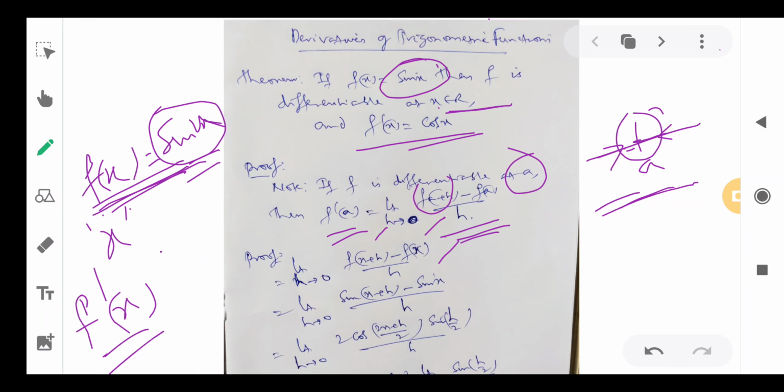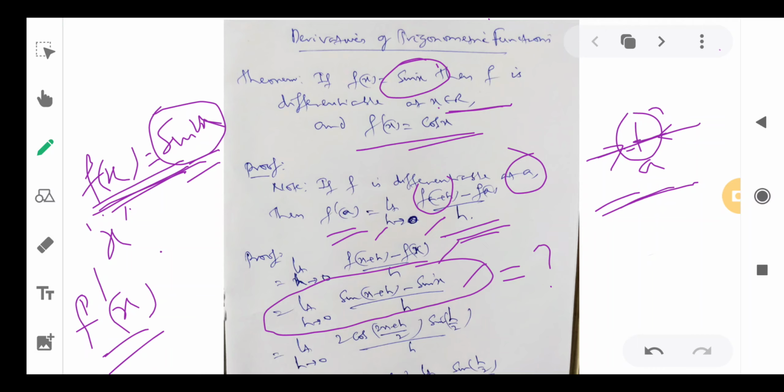Therefore, sin of x plus h minus sin x by h, this is what finally we have to evaluate. That's the answer we are going to get. Finally, we have to evaluate this limit, h tends to 0, sin of x plus h minus sin x by h. When h tends to 0, whatever the value, that will be the derivative.